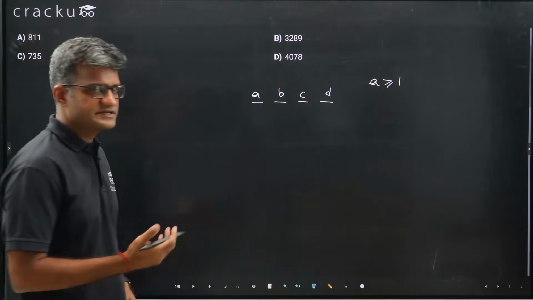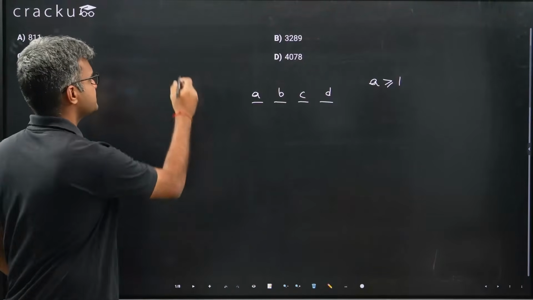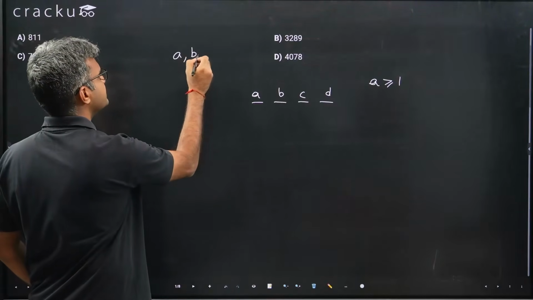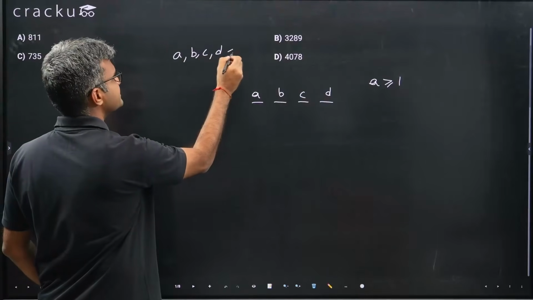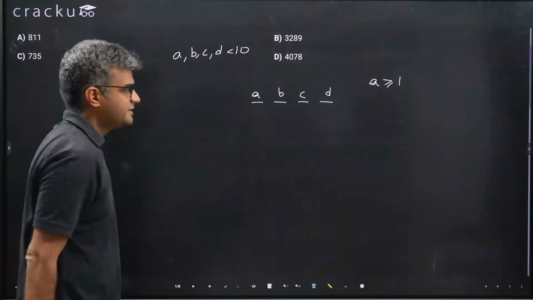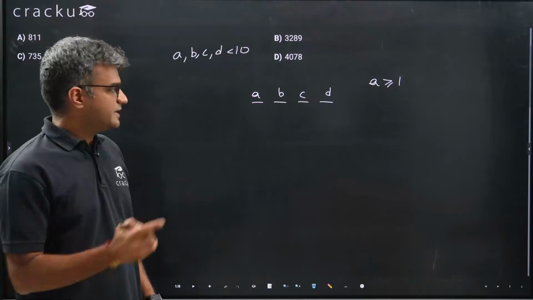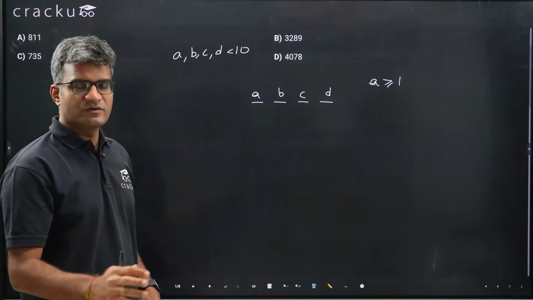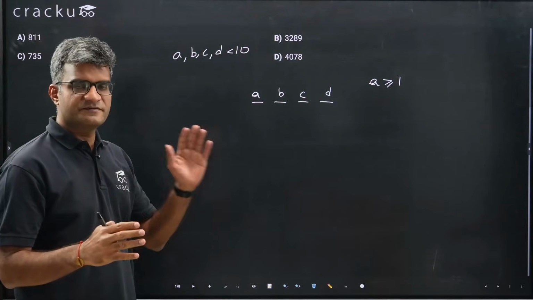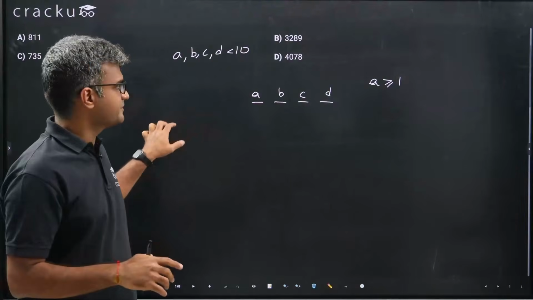Secondly, because we are describing a 4-digit number, all of these digits A, B, C, and D have to be single digit numbers. So they have to be less than 10. They can be 0, 1, 2, 3, 4, 5, 6, 7, 8, or 9. In the particular case of A, it cannot be equal to 0 because it's a 4-digit number. The first digit is greater than or equal to 1.